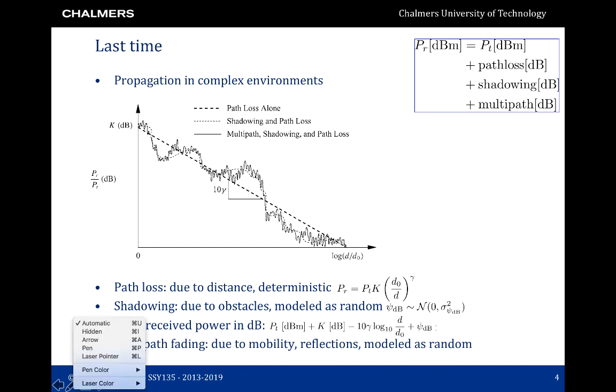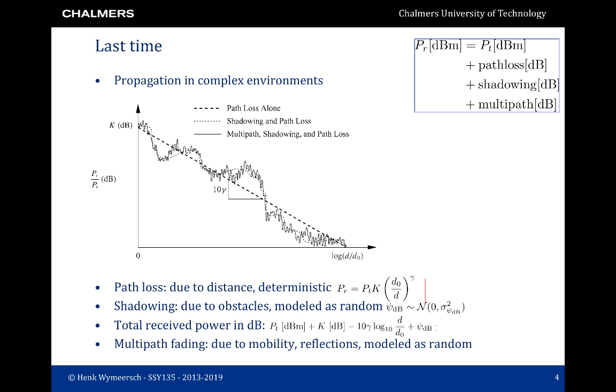Last time we talked about the models for path loss and shadowing. So please recall that path loss is the decay of power with distance. It is a deterministic effect, and the most simple model is the one written here, where the received power is the transmitted power multiplied by constants divided by the distance raised to the power gamma, where gamma is the path loss exponent.